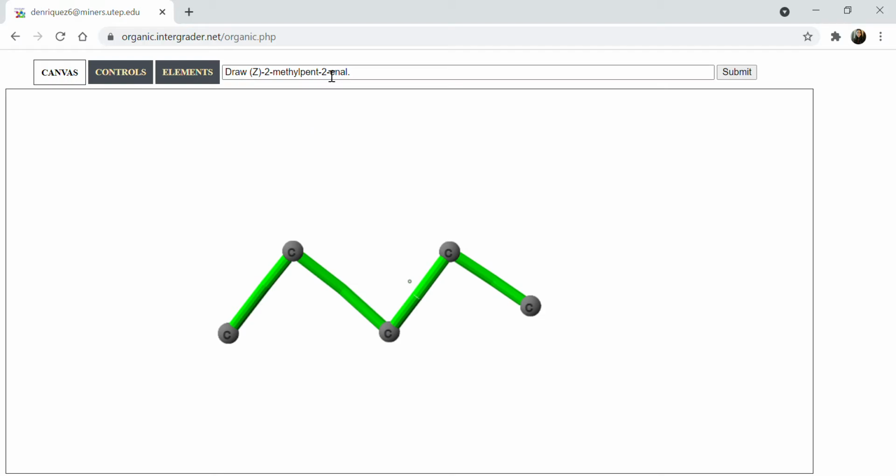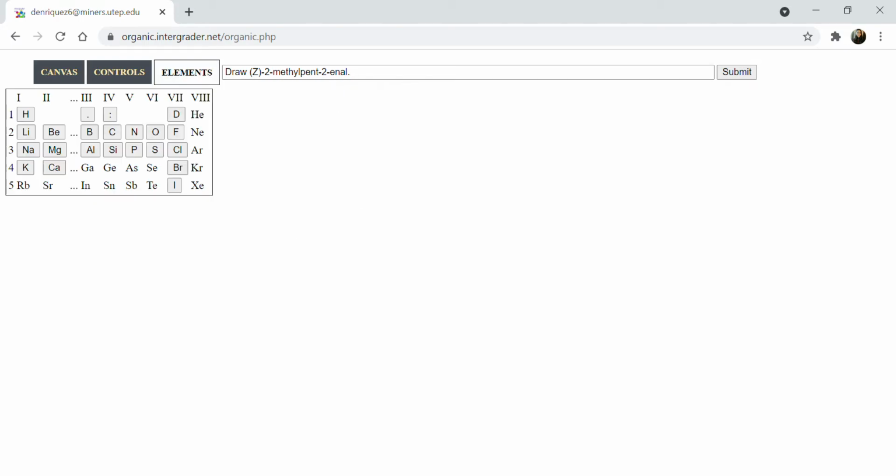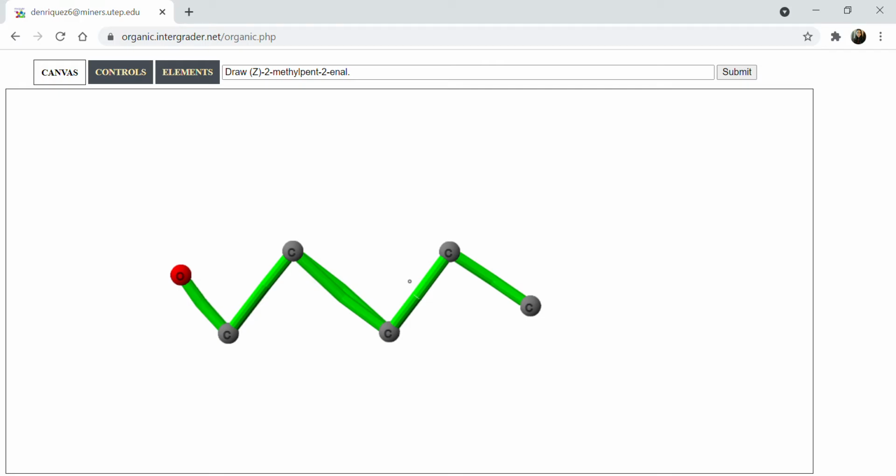Basically, I'm going to start by drawing my pentane ring. So 5 carbons. You're going to start with what you know. At the 2 position, we're going to have the double bond specified by the "en". So I'll make this my 1, and then 2 going to 3 will be my double bond. It ends in "al", so I know it's an aldehyde, so I'll add my double bonded oxygen, switch back to carbon, and then I see we have a methyl at the 2 position. So 1, 2, put it right here.